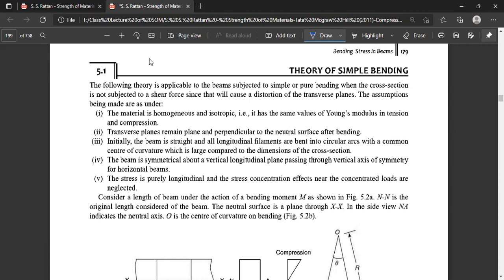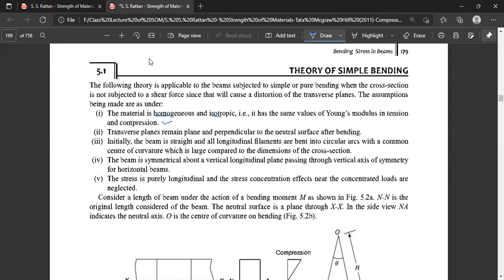The assumptions being made are like this: the material is totally homogeneous and isotropic. That is, it has the same values of Young's modulus in tension and compression.